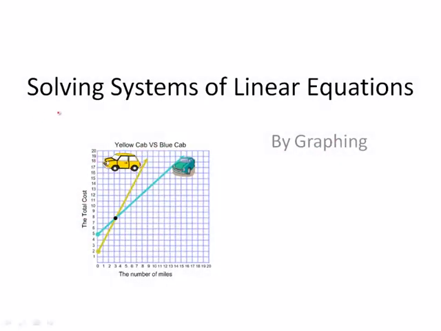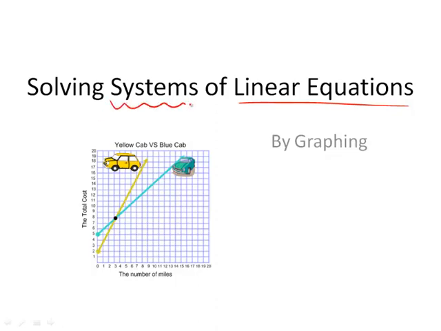This lesson is on solving systems of linear equations. Linear equations are equations with two variables, which we have looked at in the past, and linear equations could also be graphed. For example, a linear equation could be made for the total cost of a cab versus the number of miles you drive using it. And you could have two different cabs with two different linear equations.